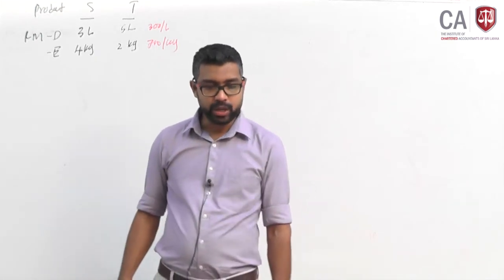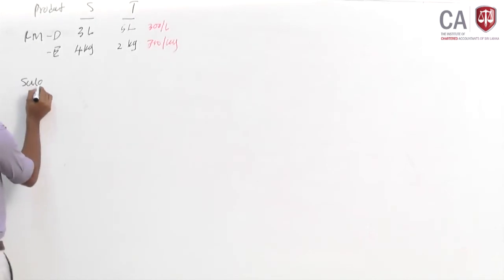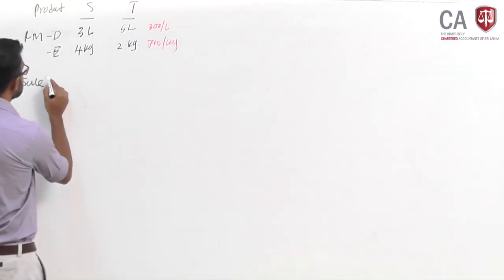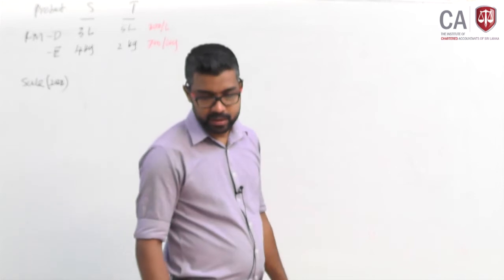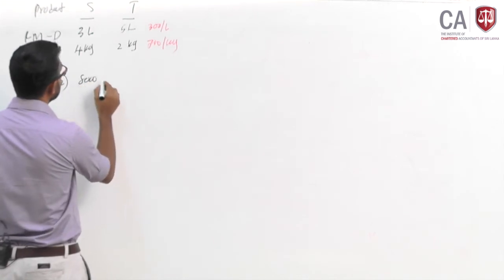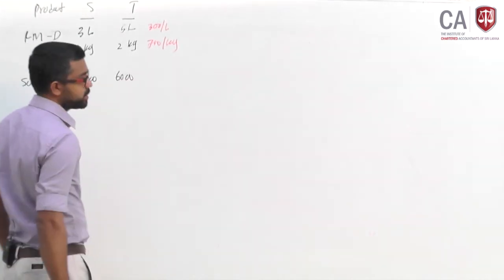Now, budgeted sales for 2022 are 8,000 units of product S and 6,000 units of T. Budgeted sales for 2022: 8,000 units of S and 6,000 units of T.